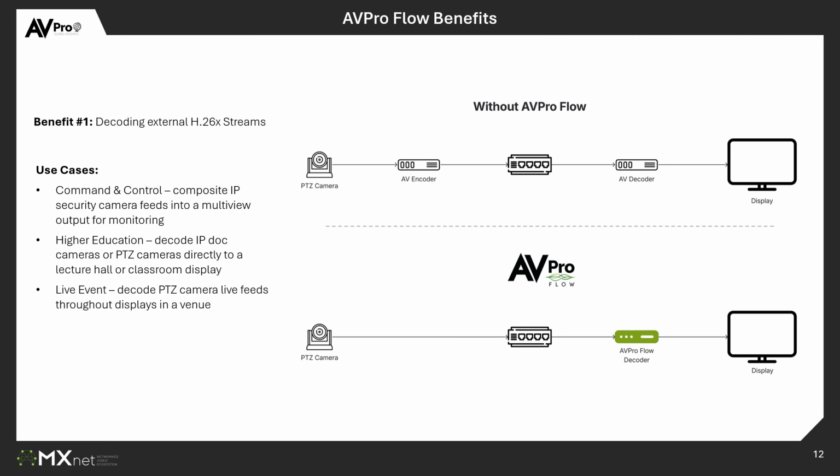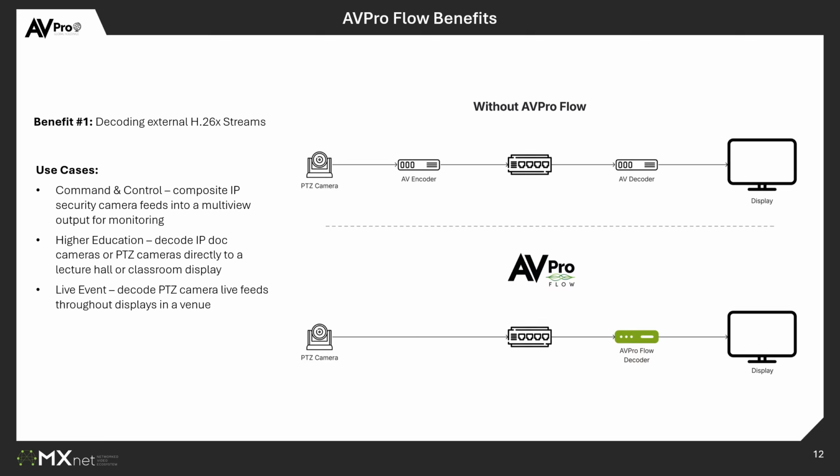Let's walk through a couple use cases together to really get a good feel for how you can leverage this interoperability. The first benefit and use case is decoding external H.264 streams. This example illustrates how you can decode IP cameras directly over the network. Without USP and AVPro Flow, you would need to connect an AV encoder to a camera's HDMI output to route it to remote displays connected to AV over IP decoders. USP eliminates the need for the additional encoder and can natively decode an RTSP stream from a camera.